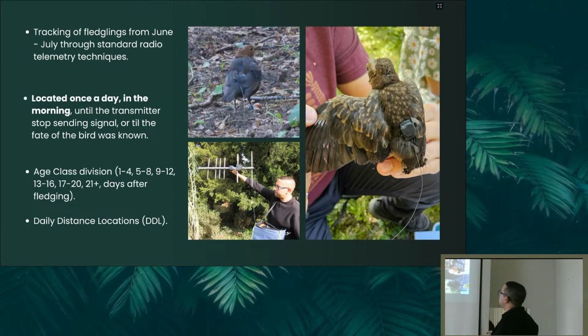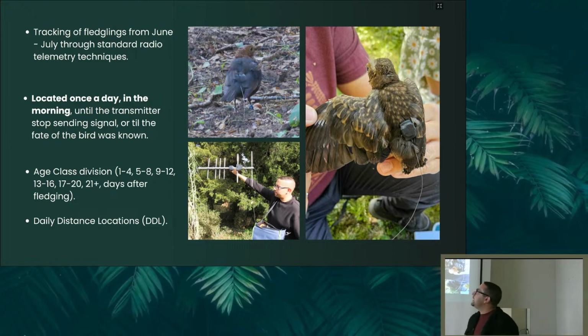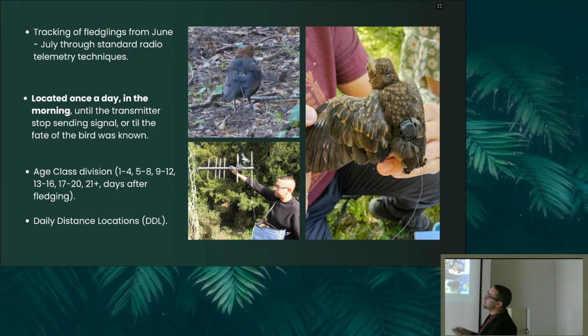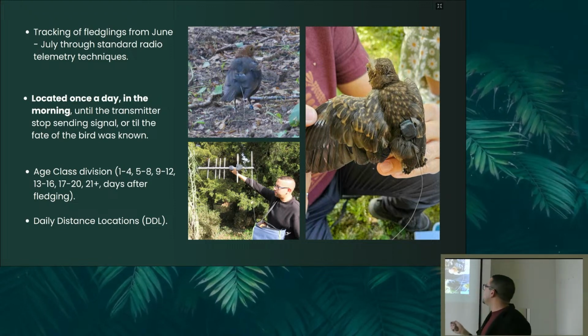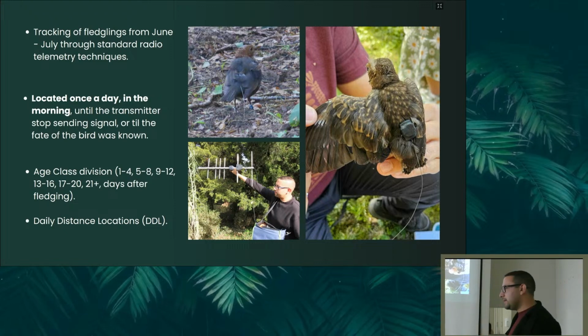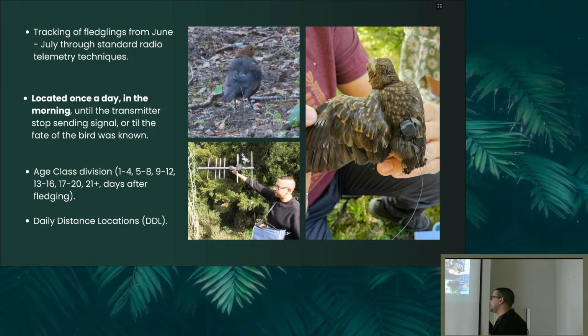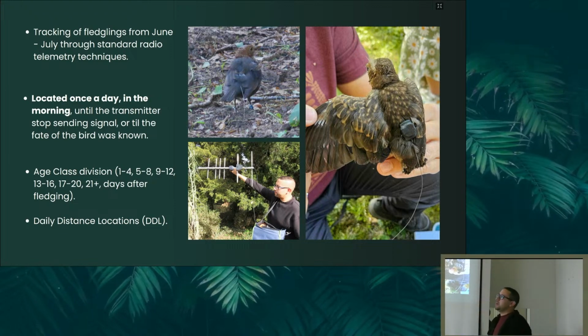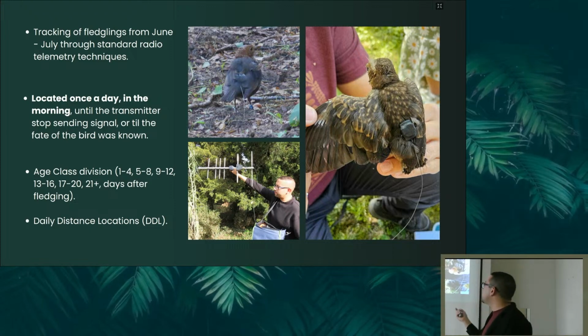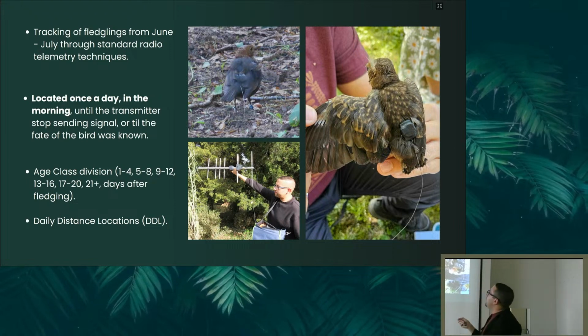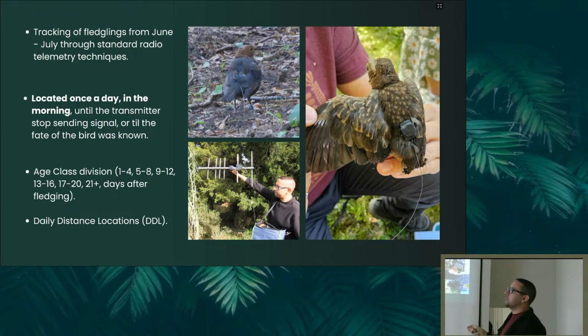And we were tracking the fledglings once they got the tag and were released, during a couple of months last year, in June and July, using standard radio telemetry techniques. The fledglings were located once a day each morning until something happened with the transmitter or until we knew the fate of the bird. For example, if we detected them being predated, or whether they died for other reasons, or whether the transmitter fell off the bird, or whether the battery died as well.